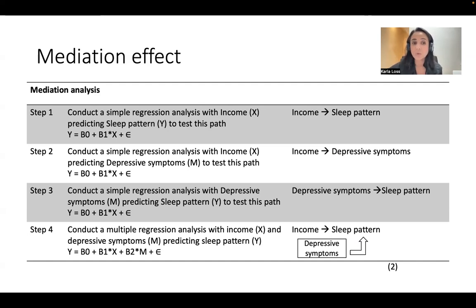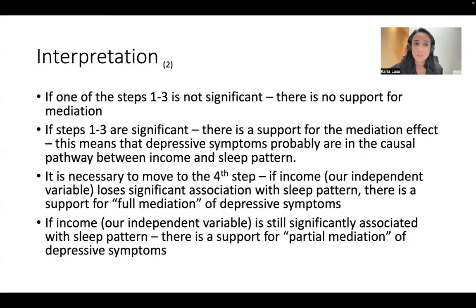The step 3, we would conduct a simple regression analysis with depressive symptoms as exposure to predict sleep pattern and test again this simple pathway. And the fourth step would be a multiple regression analysis with income as predictor and depressive symptoms as covariate, predicting sleep pattern. Here, a multiple linear regression. And let's interpret these steps and this strategy to identify the mediation effect.